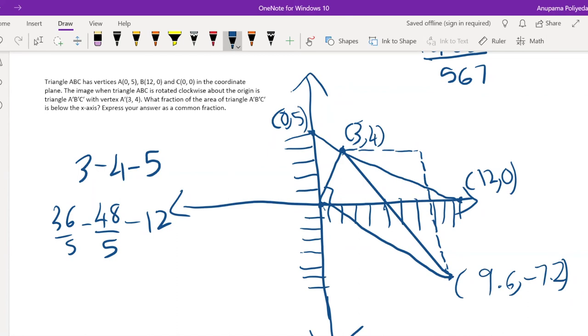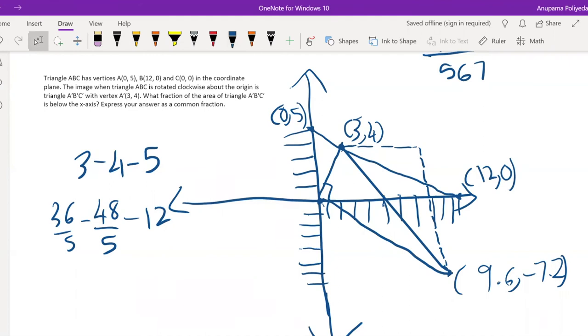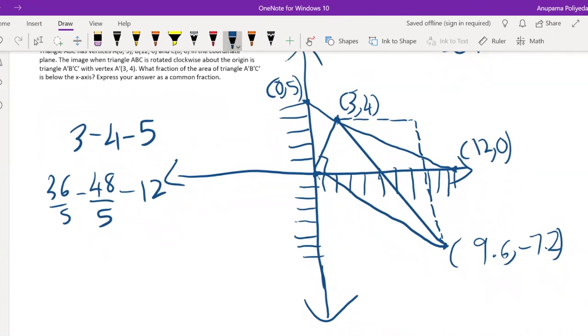So our 0, 5 is rotated forward like this. So we have to rotate our 12, 0 also like this, which means it's going into the fourth quadrant, where the y value is negative. So once you do the rotation, you get 9.6, comma, negative 7.2.